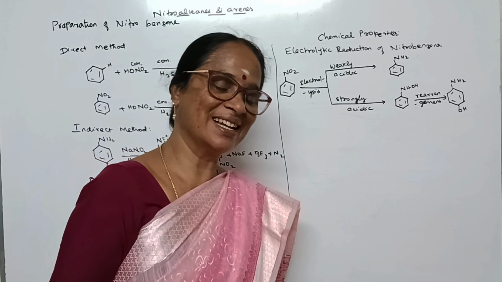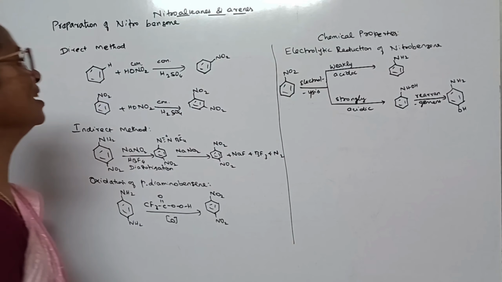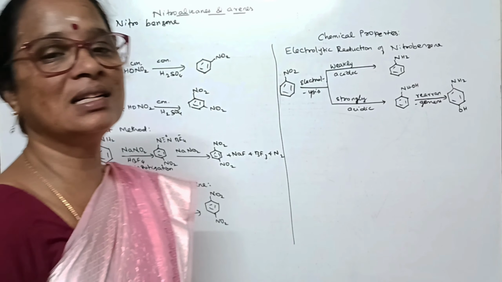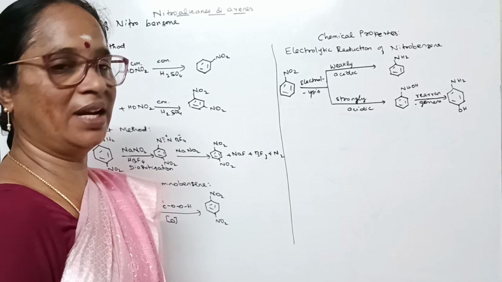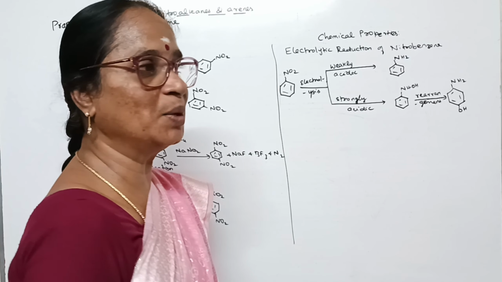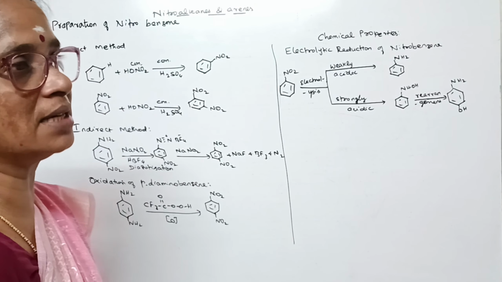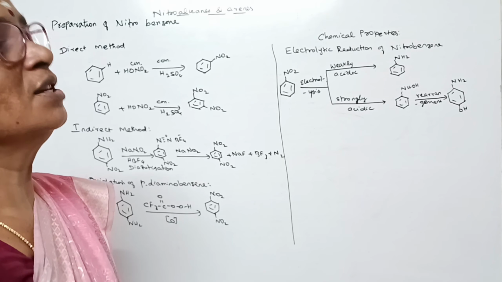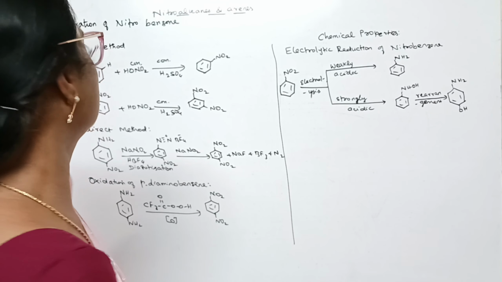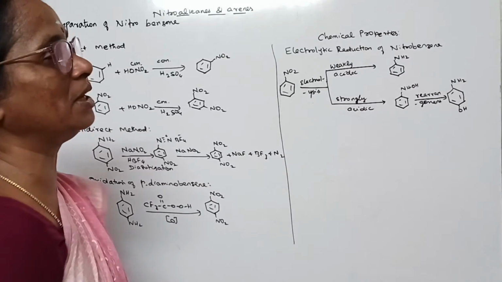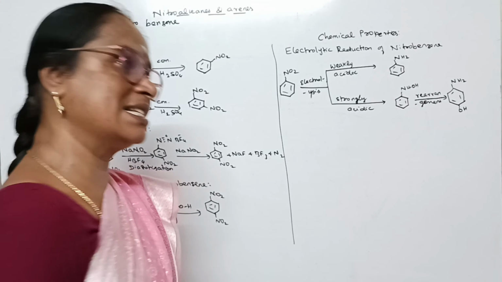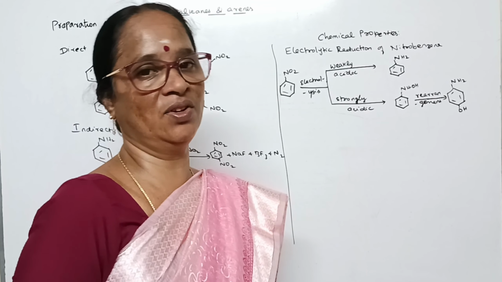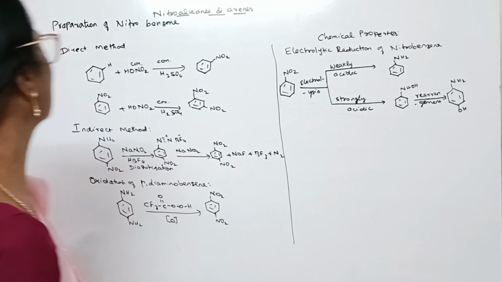Hello students, let us start our today's session from the chapter Organic Compounds Containing Nitrogen. In the last session we completed the preparation and properties of nitroalkanes and nitroarenes. In that session we just missed out the preparation of nitrobenzene and the electrolytic reduction of nitrobenzene. Let us complete this part and then we will start with amines.